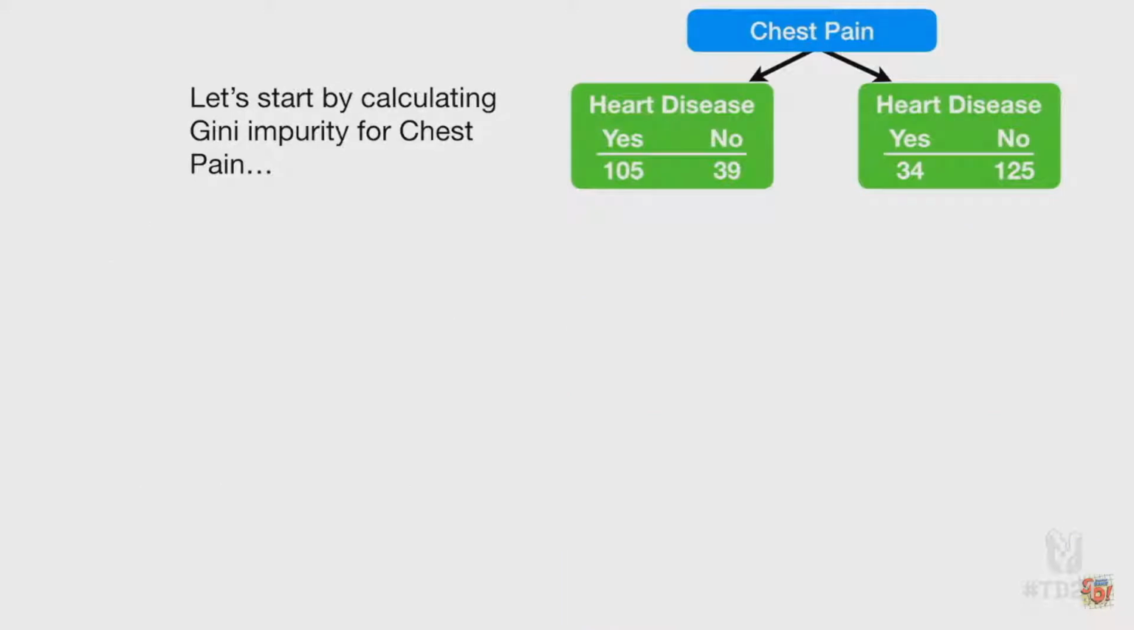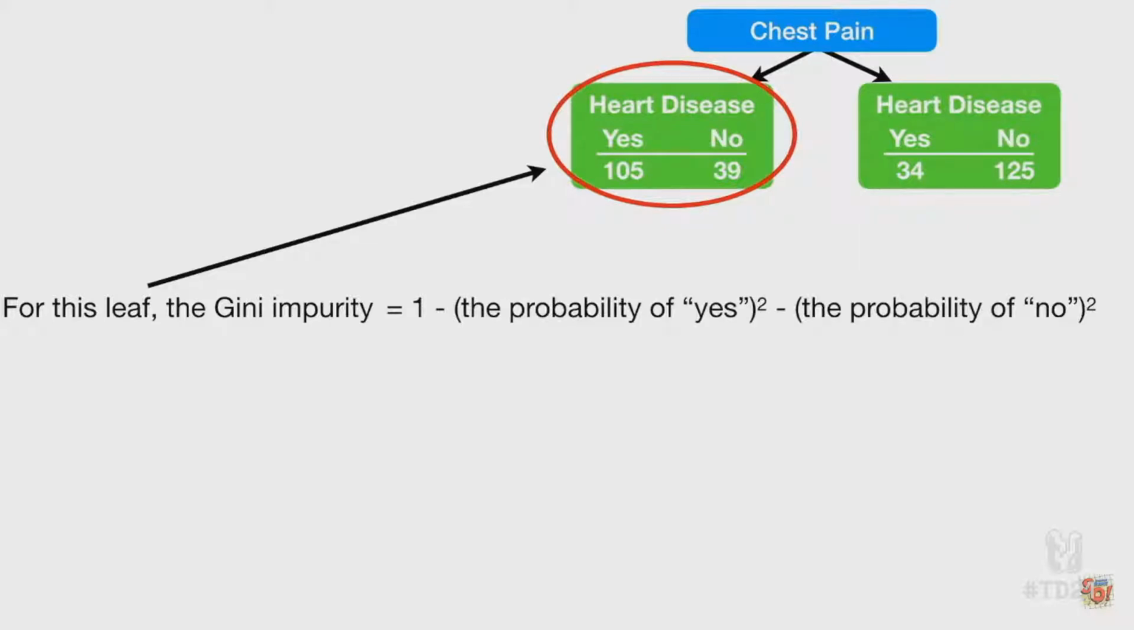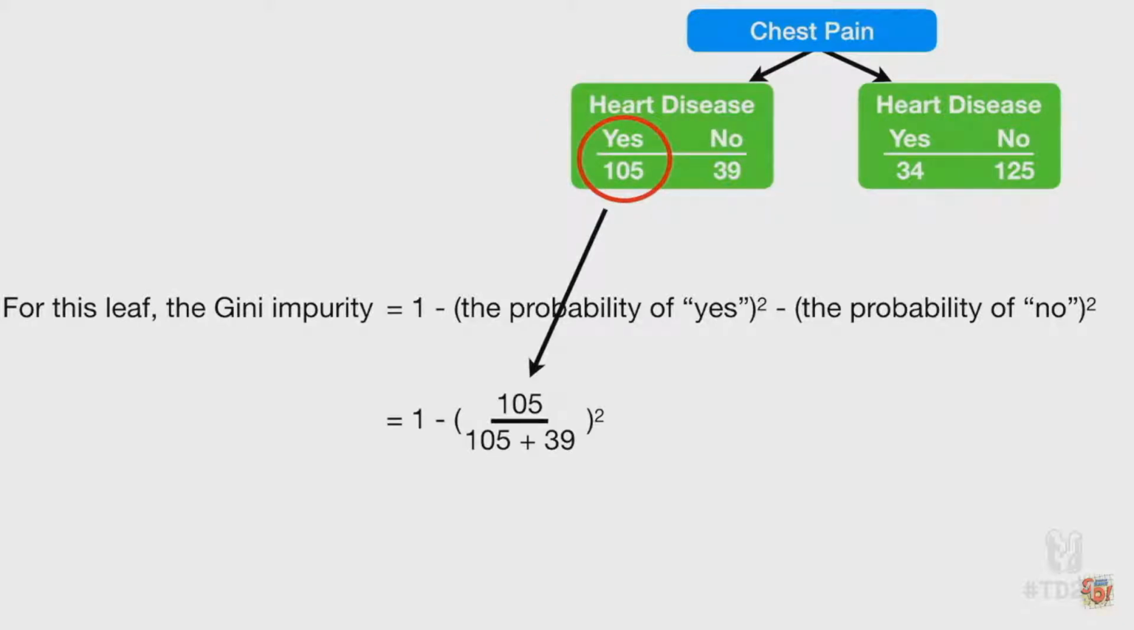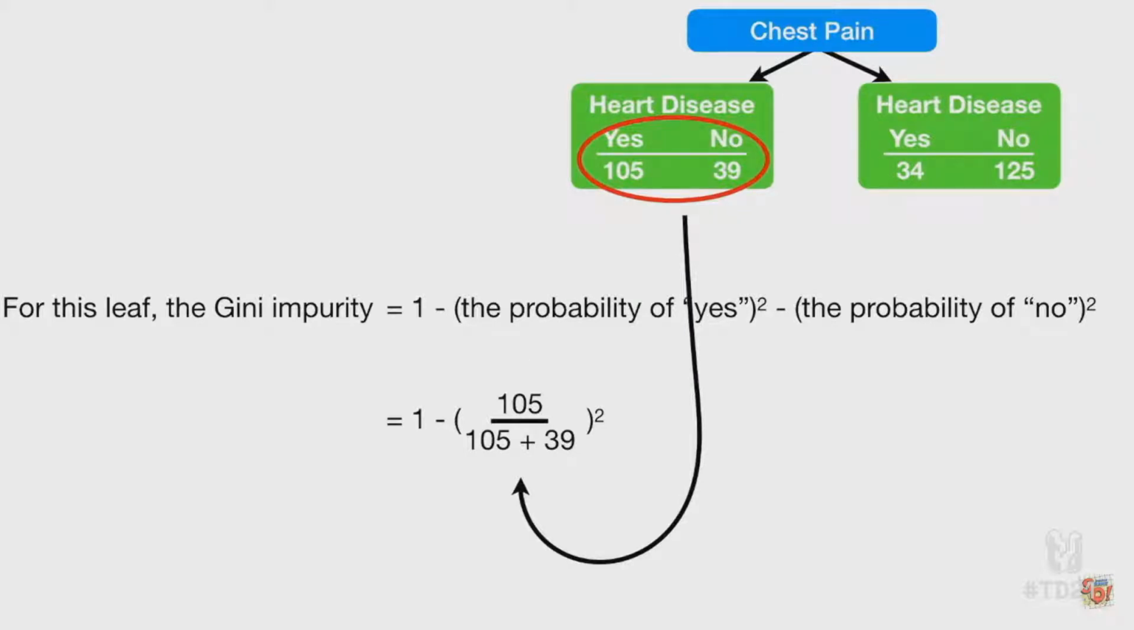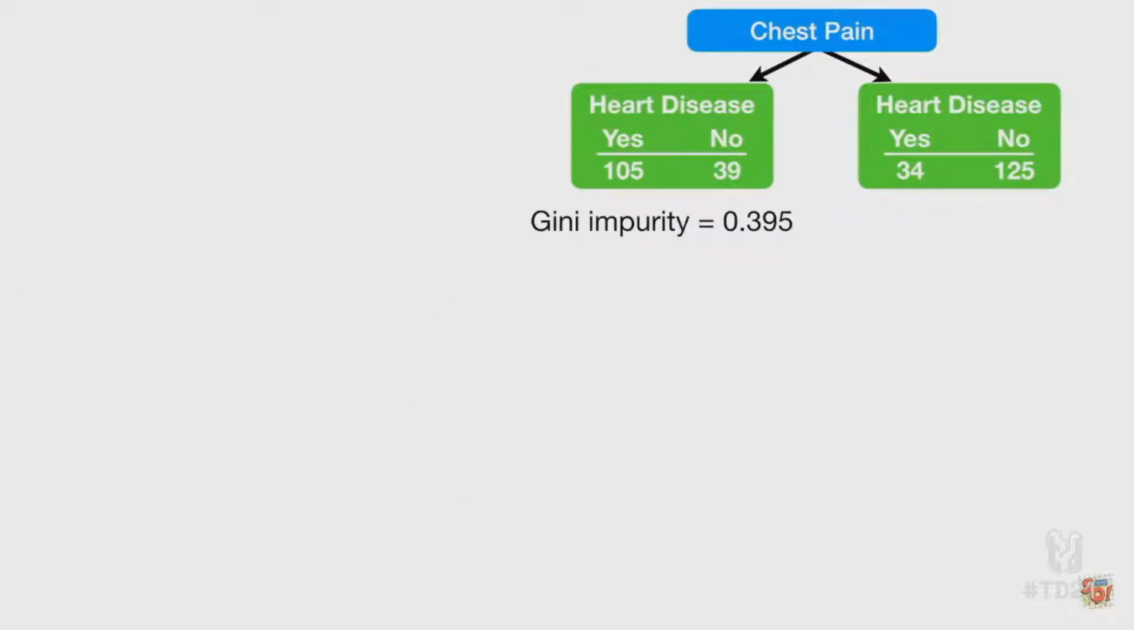Let's start by calculating Gini impurity for chest pain. For this leaf, the Gini impurity equals 1 minus the probability of yes squared minus the probability of no squared. Now let's plug in some numbers. The probability of yes equals 105 divided by the total number of people in this leaf node. And the probability of no equals 39 divided by the total number of people in this leaf node. After we've done the math, we get 0.395. That is to say, the Gini impurity for the leaf node on the left equals 0.395.